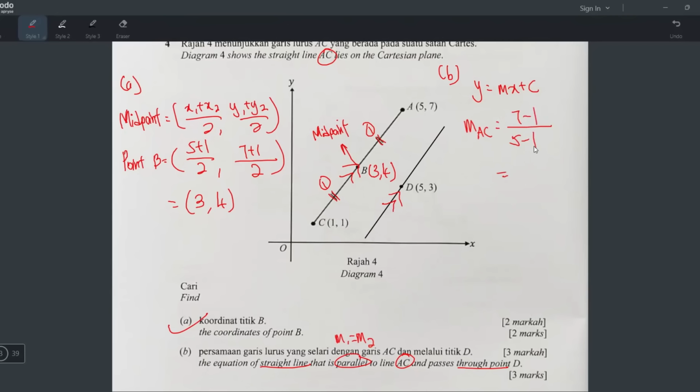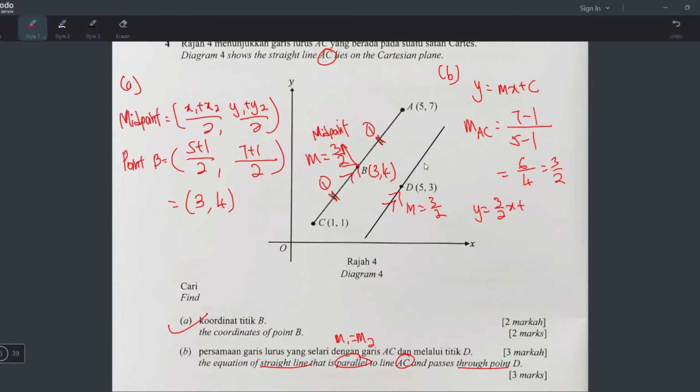That's the formula for gradient. 7 minus 1 is 6, 5 minus 1 is 4. So you get 3 over 2. Okay, if the gradient of AC is 3 over 2, the gradient of this line right here will be 3 over 2 also. So now you can sub inside this equation y equals mx. The m is 3 over 2, so 3 over 2 x.